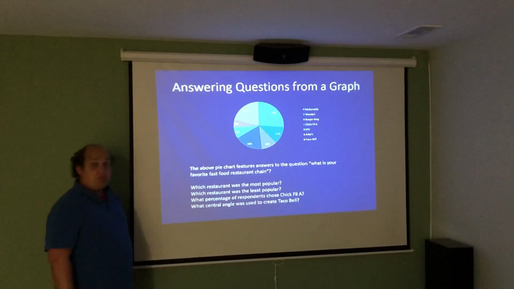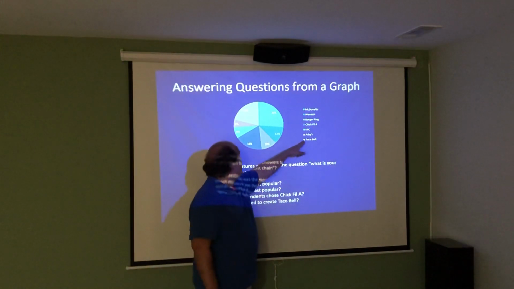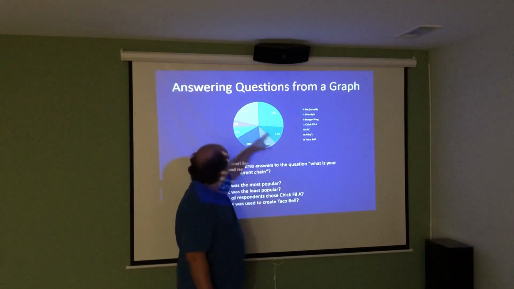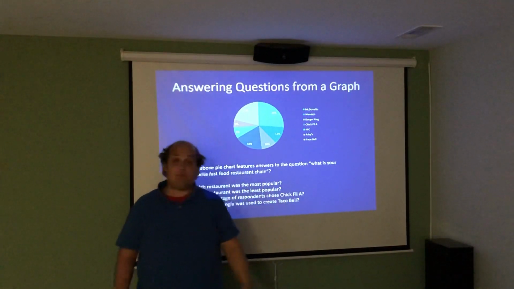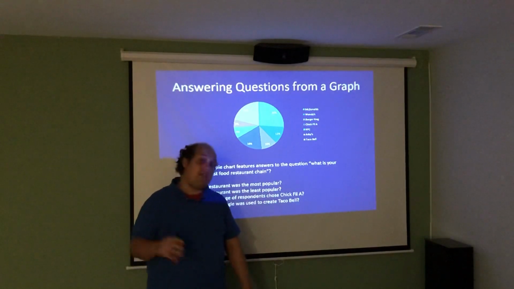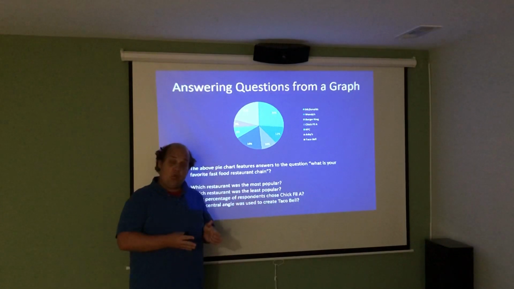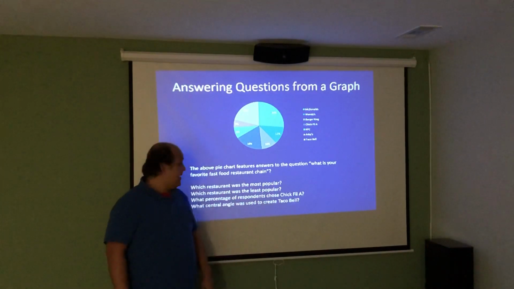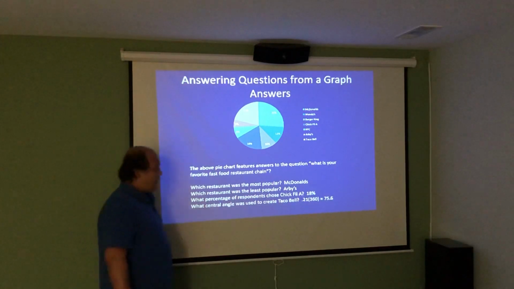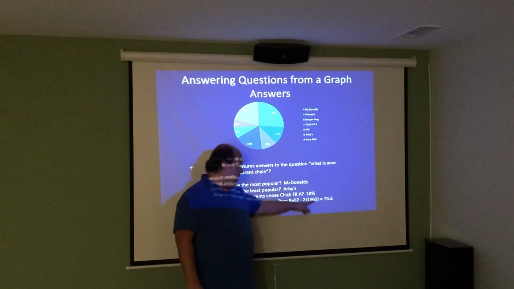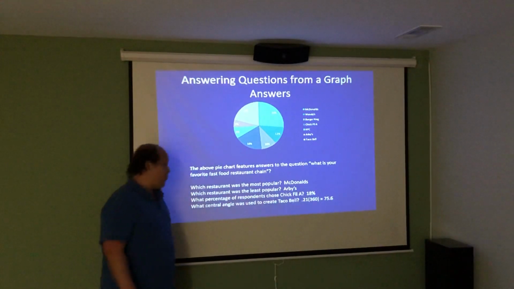What central angle is used to create Taco Bell? That's a little tricky. Taco Bell is this light green. I believe it's up here at 21%. So I need to know, if it was 21%, when I divide by 100, it becomes 0.21. If I then take that 0.21 and multiply it by 360, that's how I arrive at the answer for central angle. So you can see down here, we've done 0.21 times 360 and found that that central angle should be 75.6 degrees.